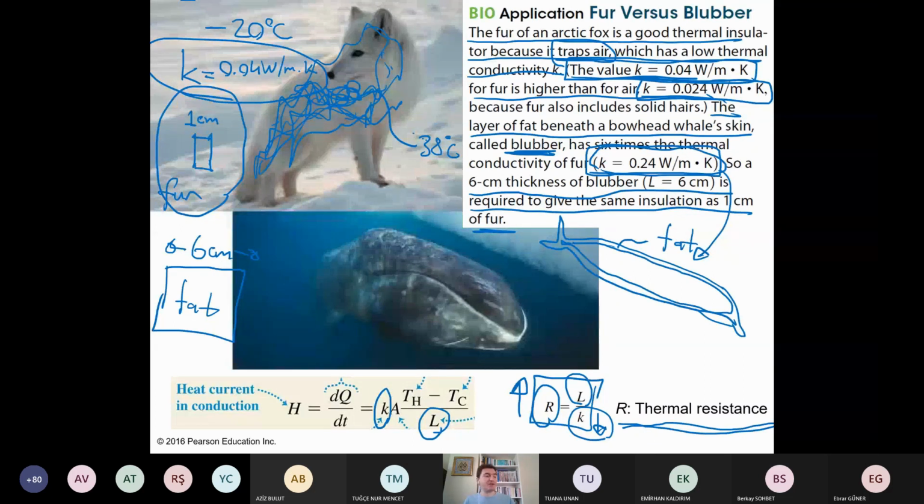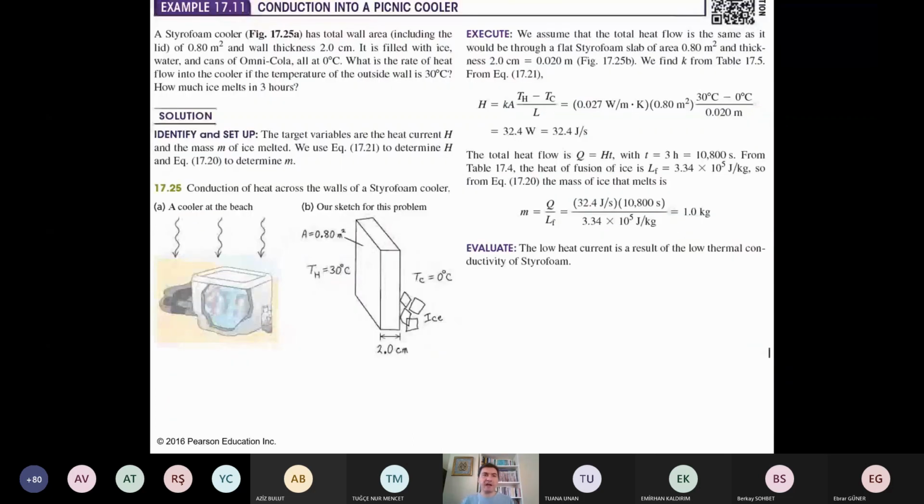Do you have any question here in this part? Okay, then let me continue with this example.